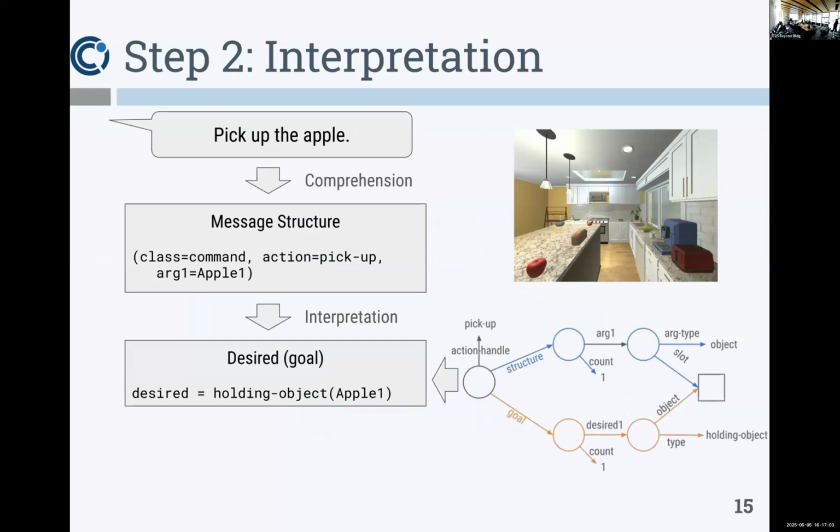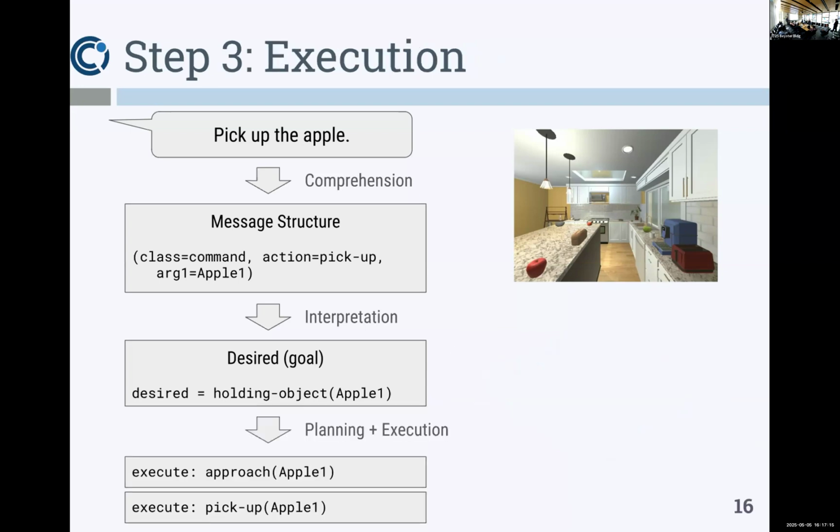It uses this network to map it together, and it constructs a goal. In this case, my desired state is that I'm holding this specific object. And then everything John talked about can take over. The agent can use planning and execution to have steps that achieve this goal.